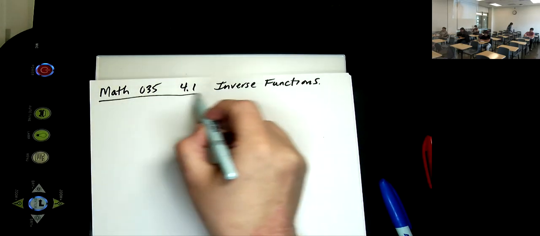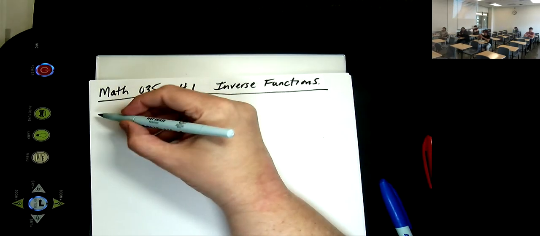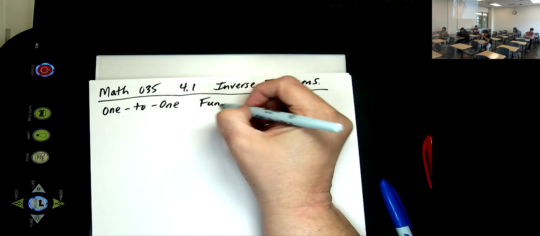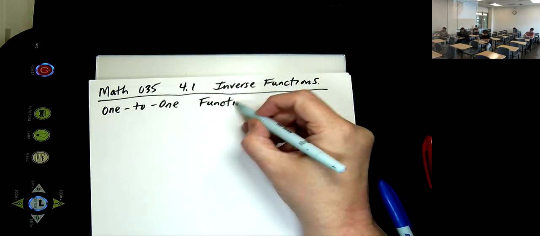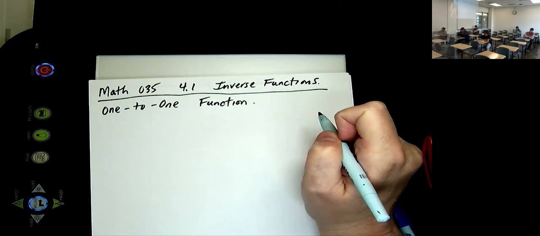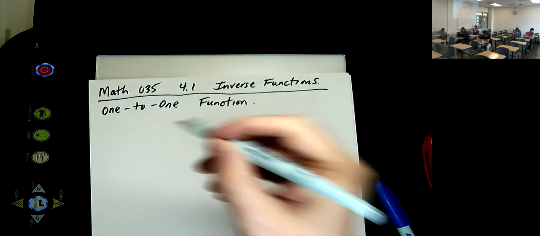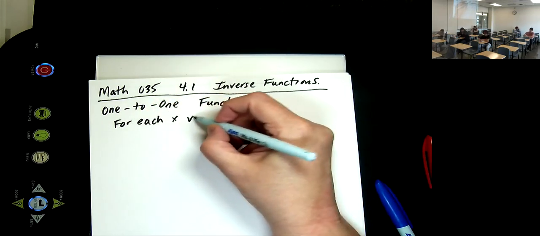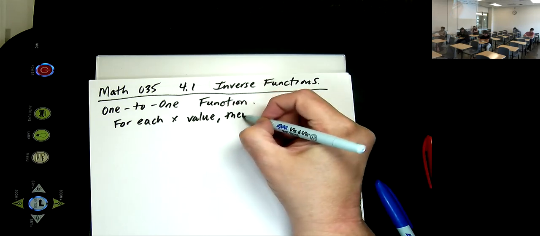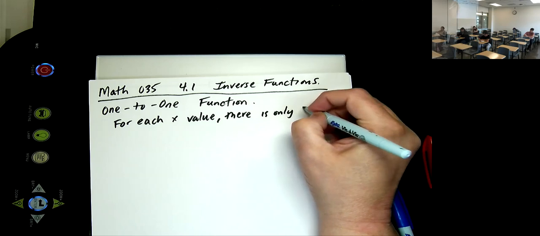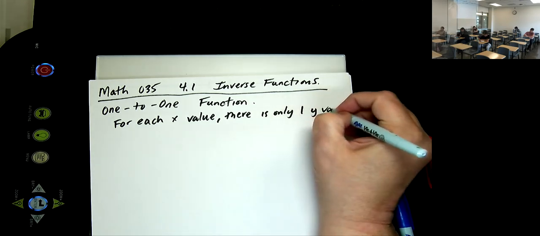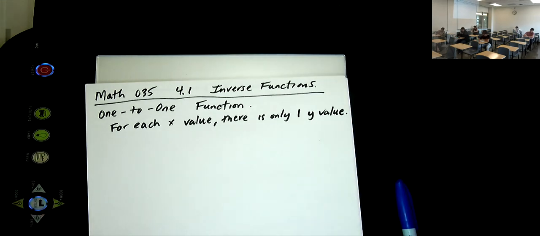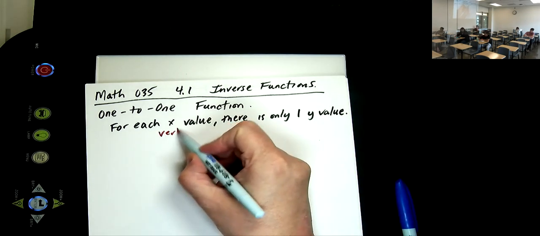So one thing we need to know for this is the idea of a one-to-one function. For each x value, there is one y value. There is only one y value. That's actually something you already know. I just put it into words, this is the vertical line test.